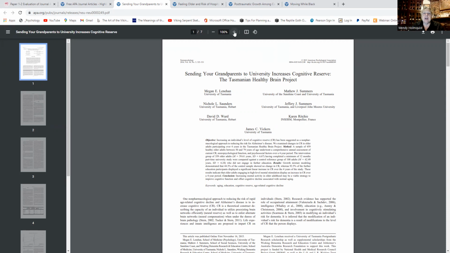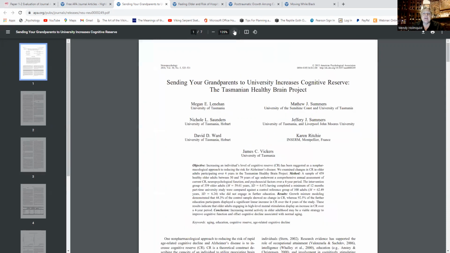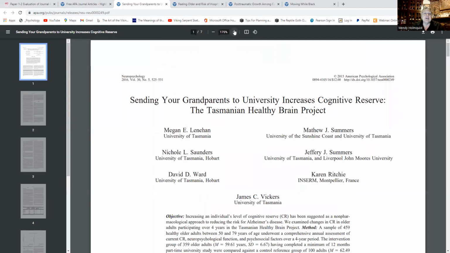If you take a look, I'm going to go ahead and enlarge this a little bit. If you take a look here, you're going to see that this is up in the top corner. It says it is from Neuropsychology. That is the name of the journal, Neuropsychology. The year is 2016, volume 30, number 5, pages 525 through 531.